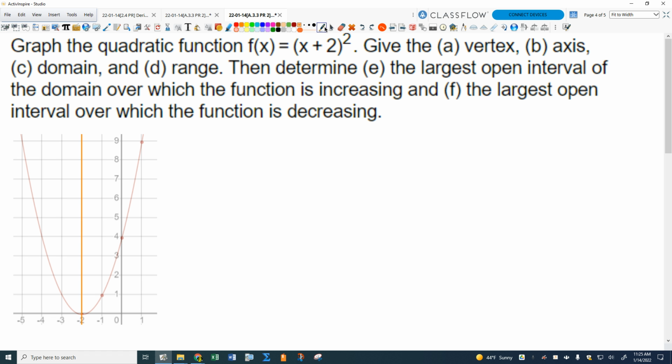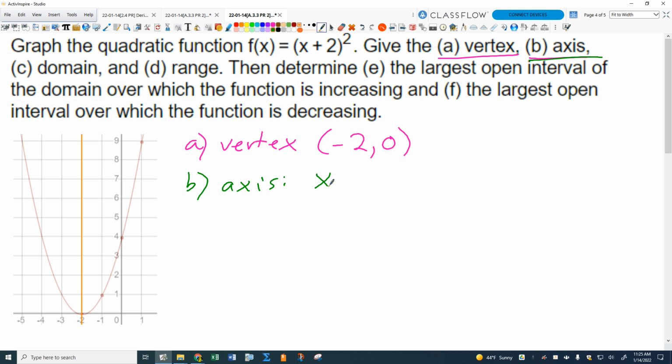So first one, let's just color code these here. So first one, what's the vertex? Well, we already answered that. The vertex is -2, 0, right? Okay, what about B? The axis of symmetry. We already answered that. That's just the line x equals, if it's a vertical line, it's always x equals whatever all the x coordinates are. -2, right?